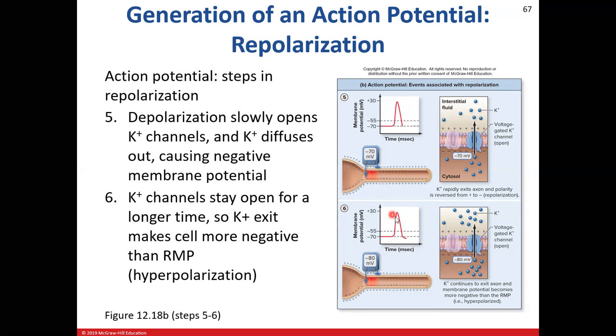So again, voltage-gated sodium channels close, voltage-gated potassium channels open, allowing an efflux of potassium out, which makes the cell more negative. We have an excess efflux of potassium out of the cell, making the cell a little bit more negative than resting membrane potential, and that is called hyperpolarization.